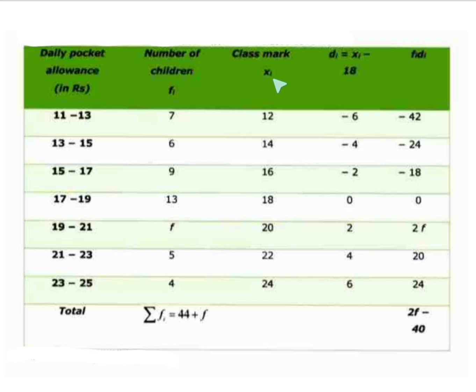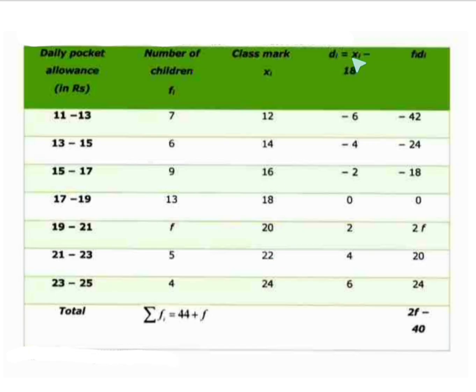And the class mark, that is the mid value of that class group. 11 and 13 is 24, and half of this 24 is 12. 13 and 15 is 28, so half of this is 14. 15 and 17 is 32, half of this is 16. 17 and 19 is 36, half of this is 18. 19 and 21 is 40, half of 40 is 20. 21 and 23 is 44, half of 44 is 22. 23 and 25 is 48, half of 48 is 24.